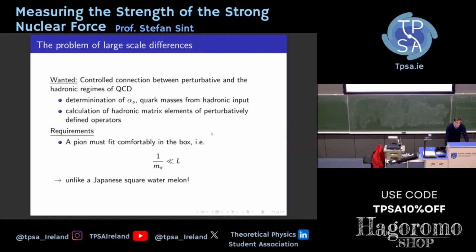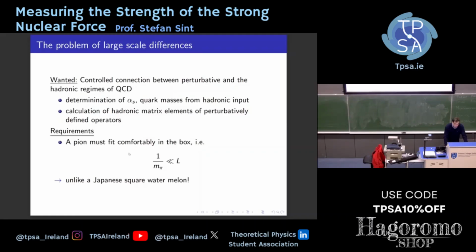Okay, so now what we really want is a controlled connection between the perturbative and the hadronic regimes of QCD. We want to determine alpha S and the quark masses from hadronic input at low energies, and we want to get to this universal high energy regime where we can define what a mass and what a coupling means, really.